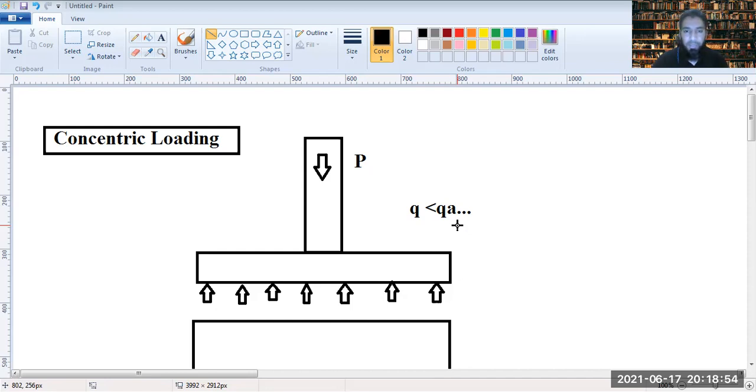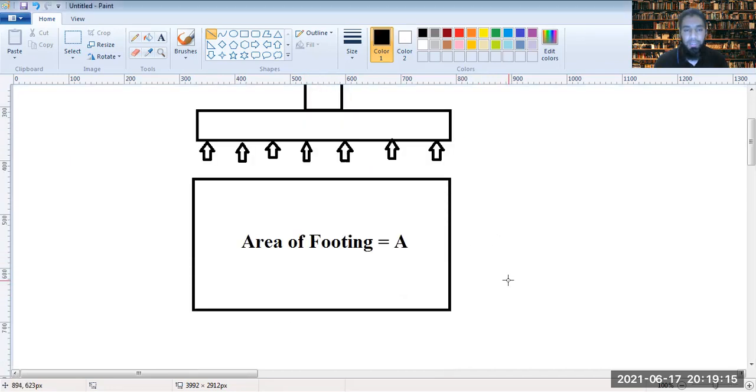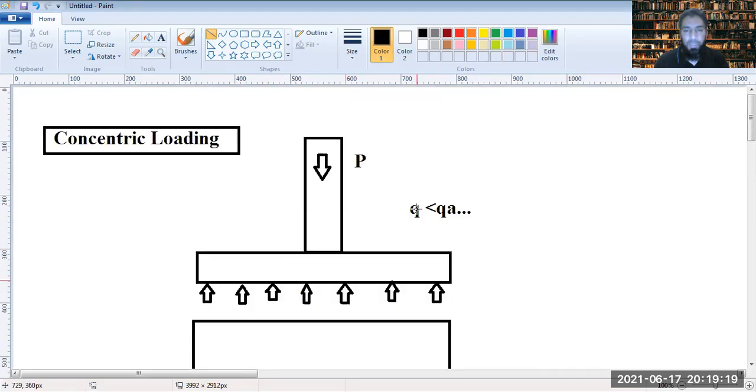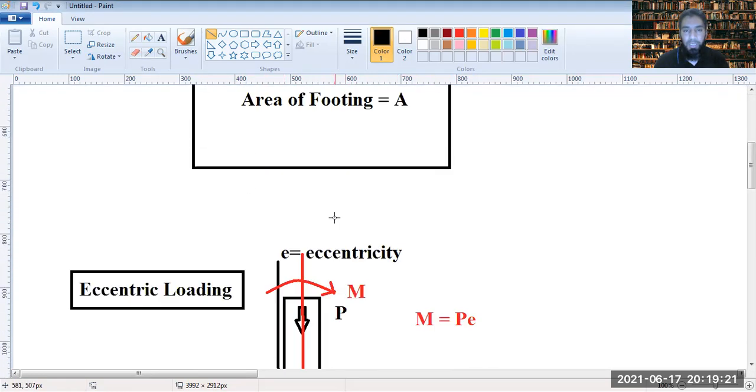And this actually depends upon the bearing capacity of the soil. And we usually take QA to be the bearing capacity with the factor of safety being 2 to 6 here while determining QA from the bearing capacity. So we assume that the distribution of the soil pressure is uniform in case of concentric loading, where A is the area of the footing. So thereby Q would be P by A.